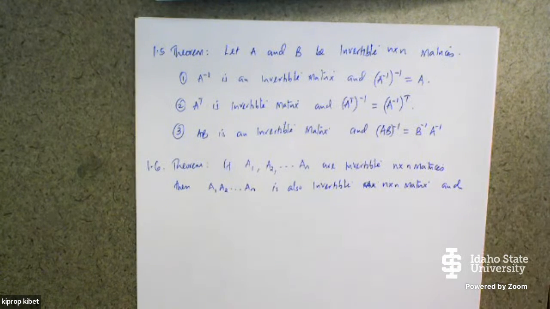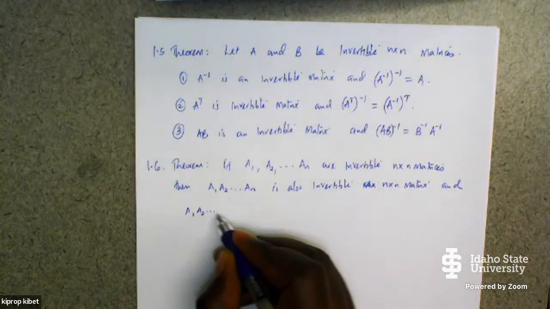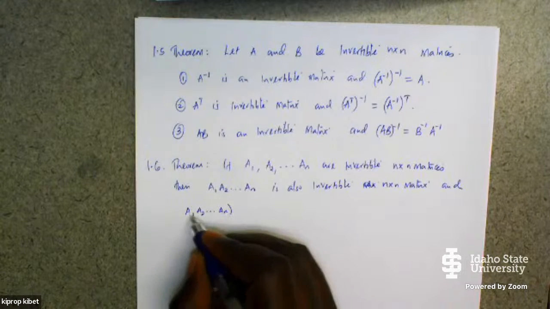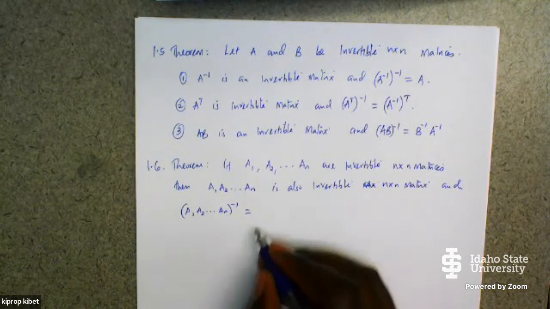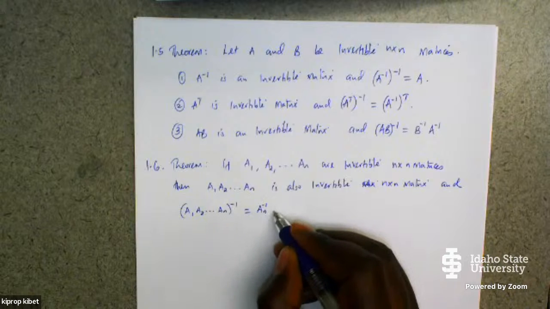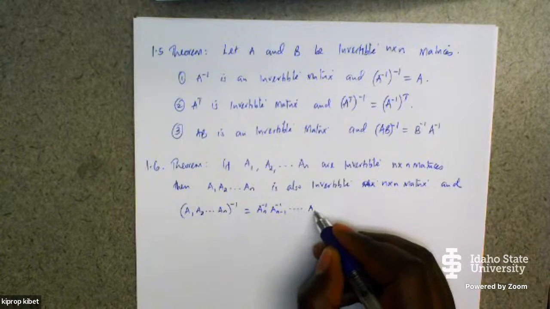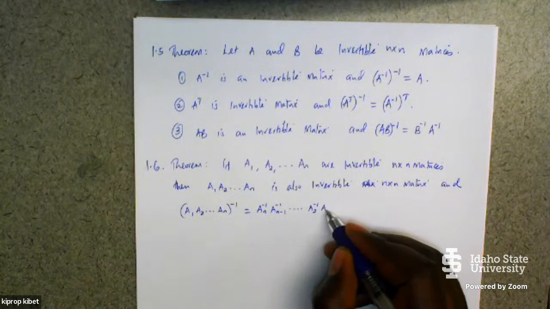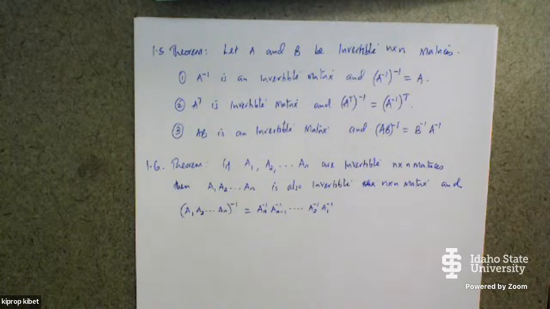And the inverse of the product A1, A2, all the way to AN is similar to starting from the last one, which is AN inverse, AN minus 1 inverse, and you continue like that until A2 inverse, and then A1 inverse. Just like AB inverse is equal to B inverse, A inverse. So you start from the last one.